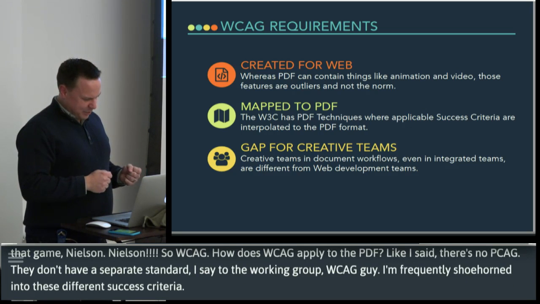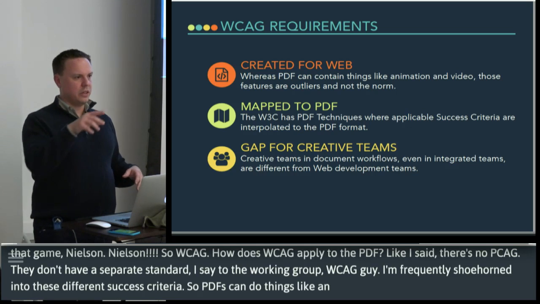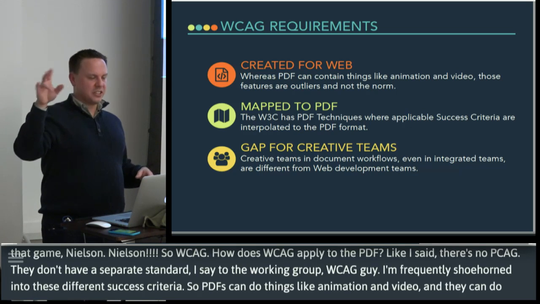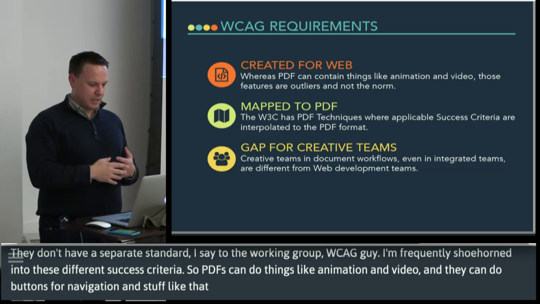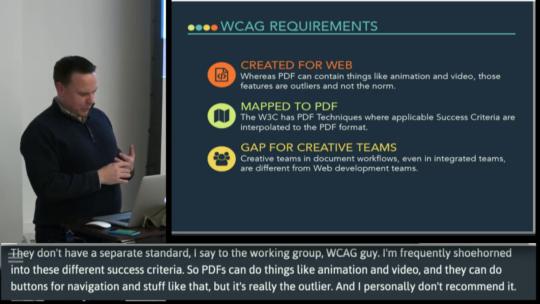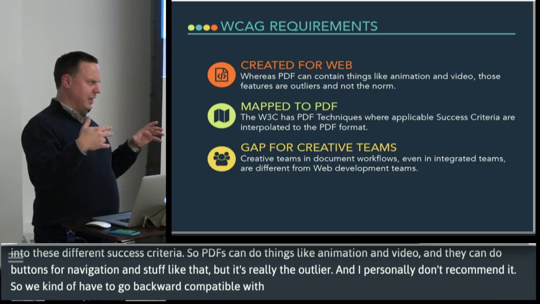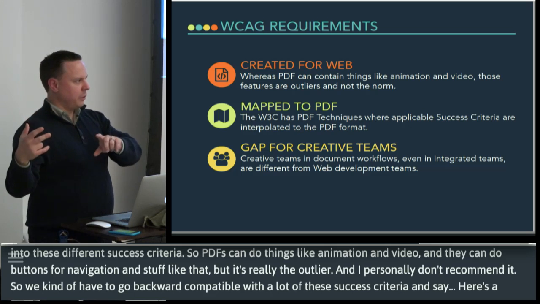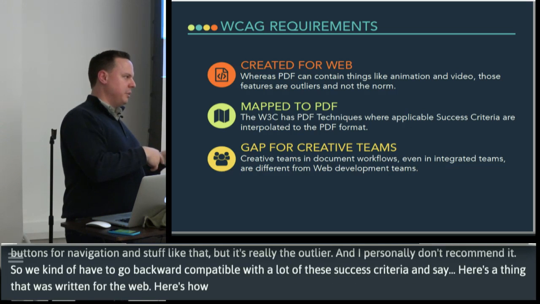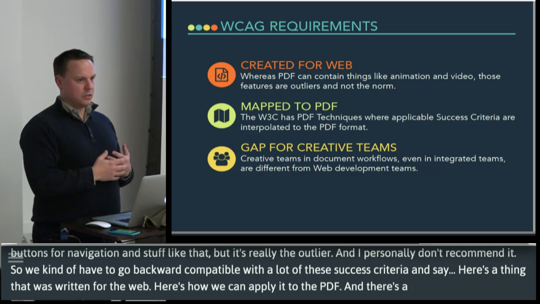So PDFs can do things like animation and video, and we can do buttons for navigation and stuff like that. But it's really the outlier, and I personally don't recommend it. So we kind of have to go backward compatible with a lot of these success criteria and say, here's the thing that was written for the web, and here's how we can apply it to the PDF. And there's a gap that exists then too.